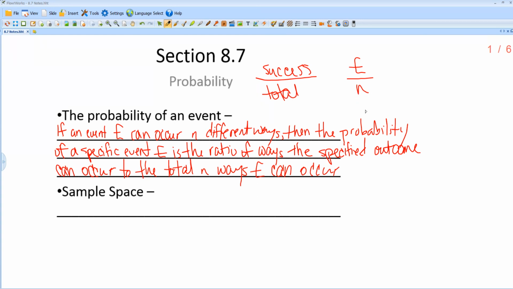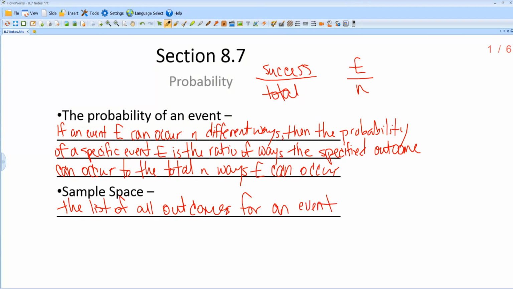So that n, that total, is what's called our sample space. Your sample space is really the list of all outcomes for an event. Sorry about my weird spelling of outcomes.